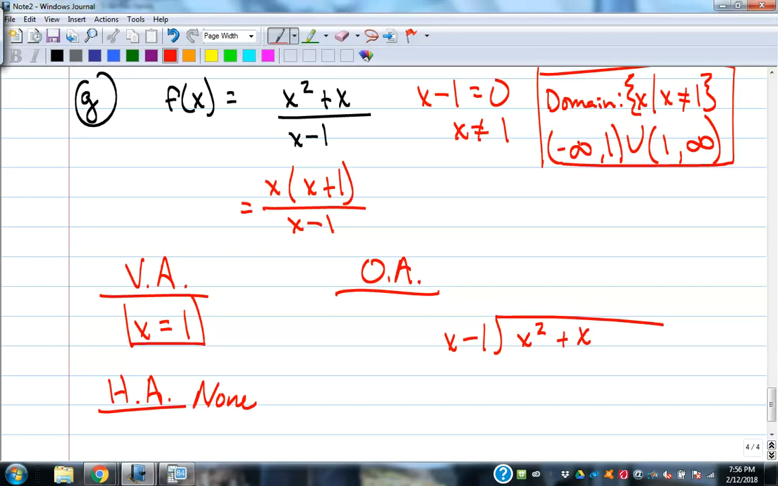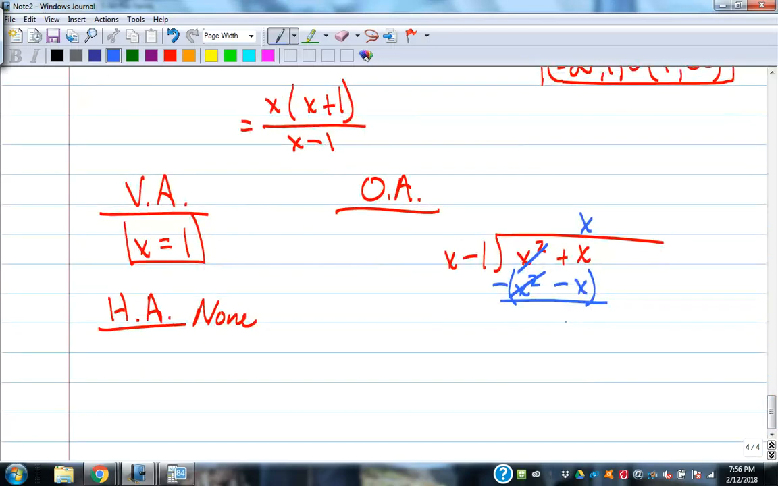If you remember doing this, you look at the part in front. What times x would get me x squared? Just a plain x would get x squared. x times x would be x squared, so I need an x. So I'll put that there. And then I multiply that out. x times x is x squared. x times negative 1 is negative x. And I'm subtracting that whole thing. So the x squareds cancel. x minus negative x is 2x.